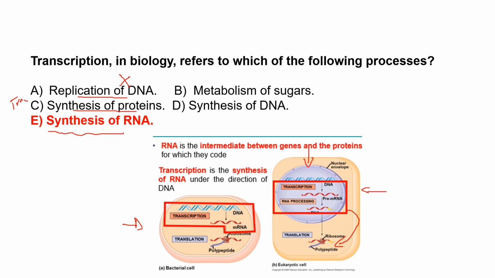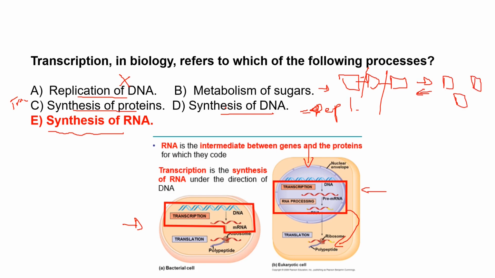Translation, synthesis of DNA, this will be replication. And metabolism of sugar is to break large sugars, so many molecules of sugar, into smaller pieces, or make them less complex, or it can go in the other direction. So definitely this is not transcription, so the only potential possible answer will be E, synthesis of RNA.